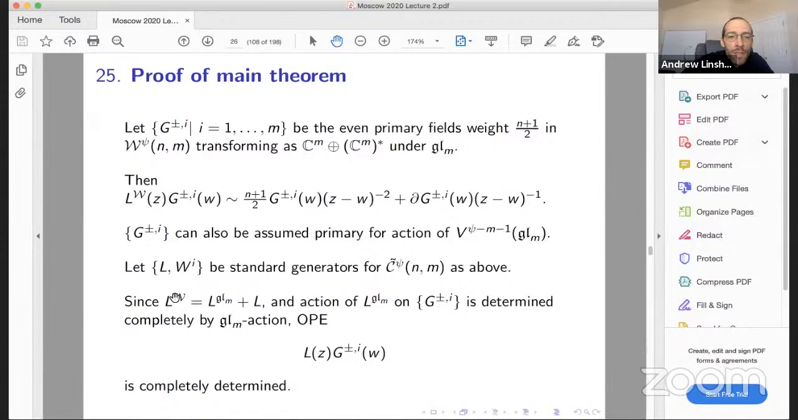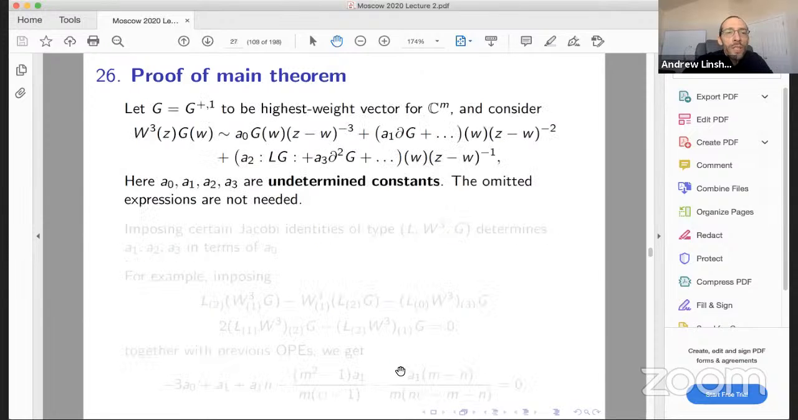So I know this piece, I know the OPE of L with the G's, and I know the action, the OPE of L_G L_M on the G's, and that determines the action of L. That's this coset Virasoro on the G's. So far, there's a certain bit of my OPE algebra that's determined from very little information.